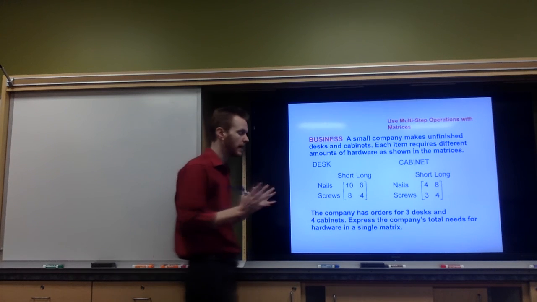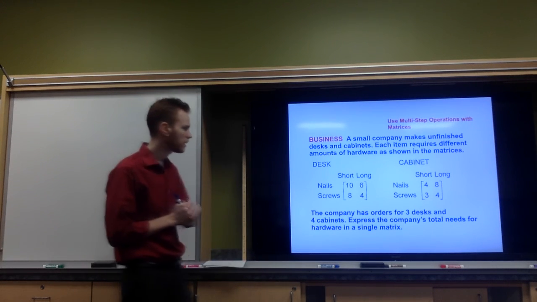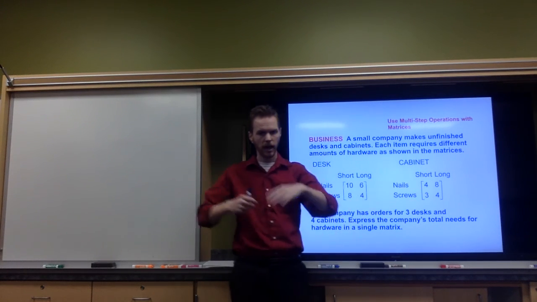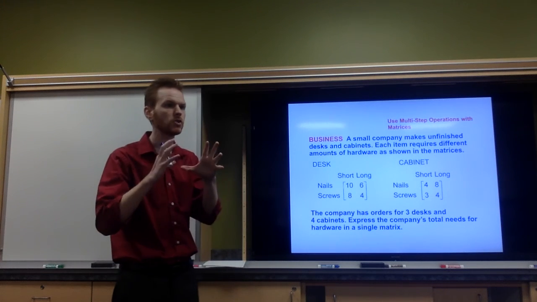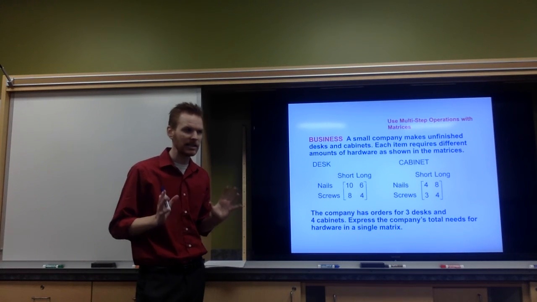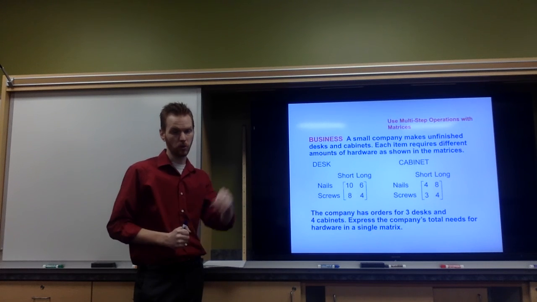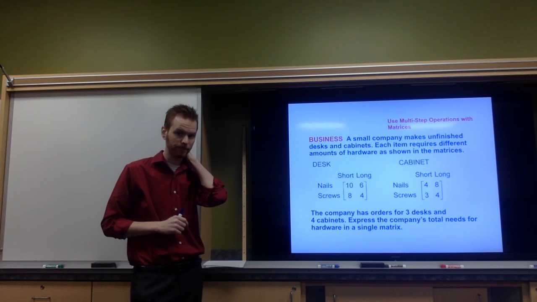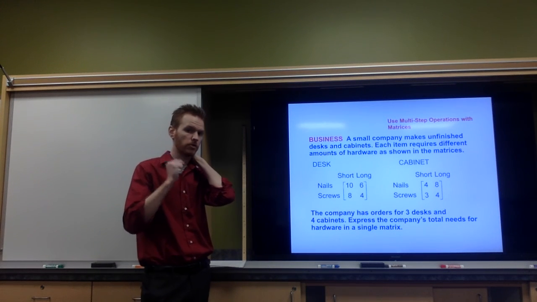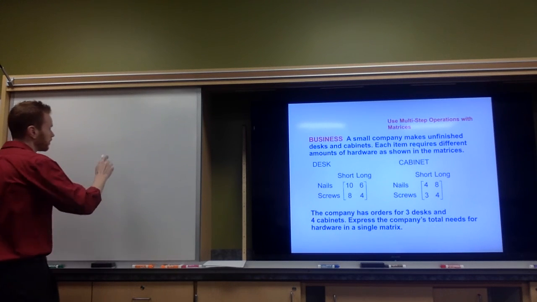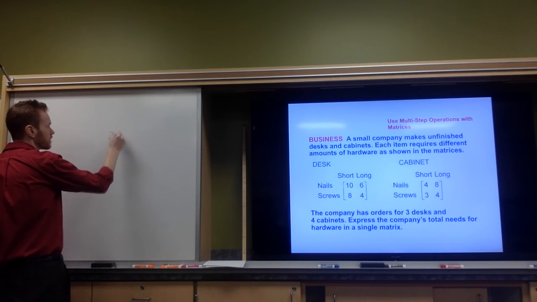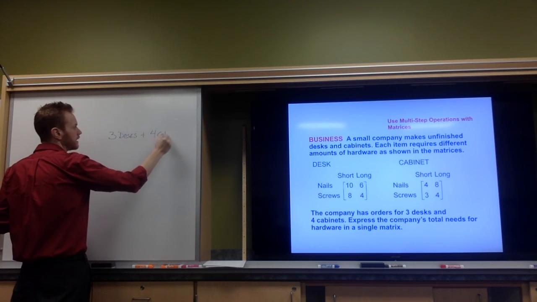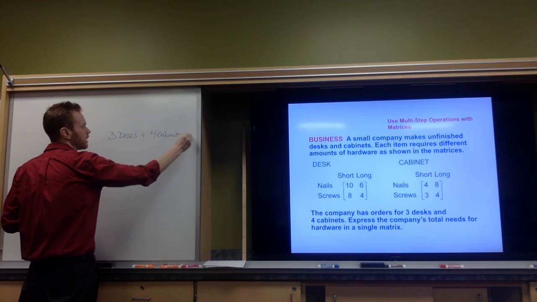So I want to combine that all into one. So here's the deal. I'm going to have 3 of these matrices put together, 4 of these put together, and then I'm going to add the finished product, and that matrix will tell me the totals I need to send to that customer. Okay, so that has everything. If this was set up in a computer, the computer will be able to go through this rather quickly. So here's what I'm going to do. I need 3 orders of the desks plus 4 orders of the cabinets, and that's going to give me my total.